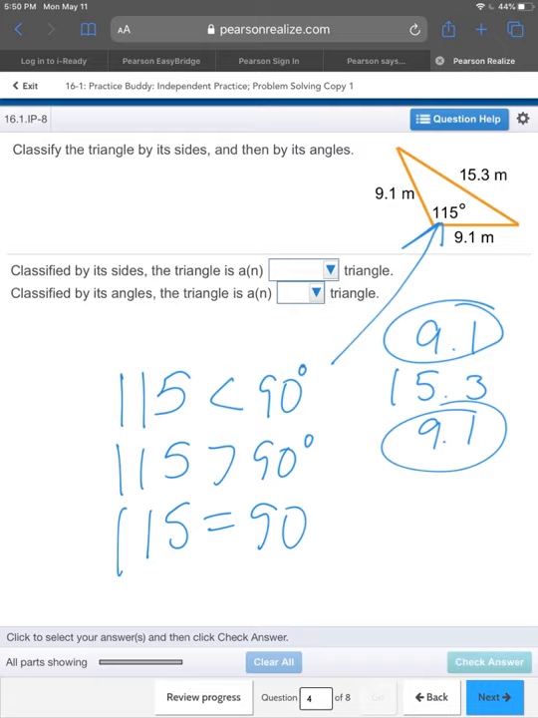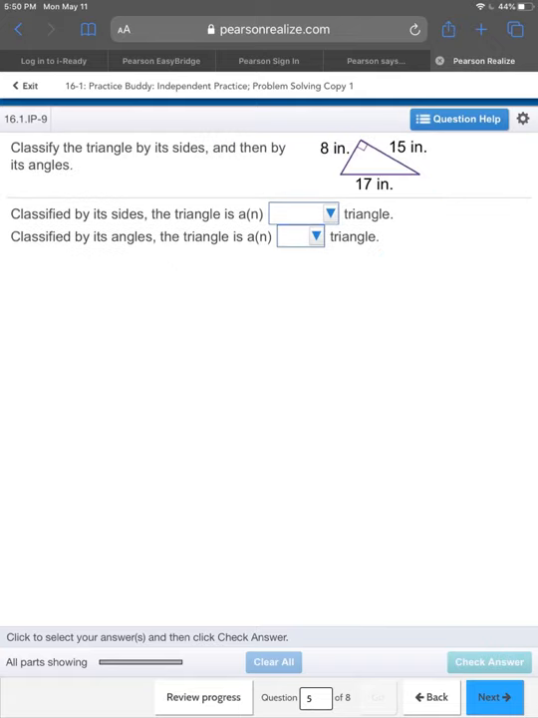Remember, if it's over 90, it's obtuse. If it's less than 90, it's acute. If it's equal to 90, then it's right. Answer those questions based upon number 2. Next one, same thing.